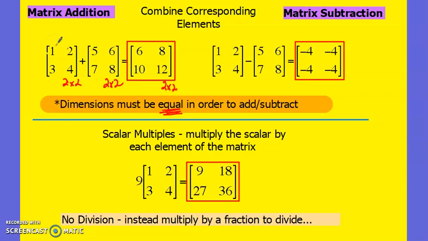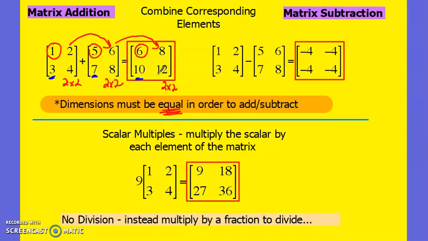We're going to add row 1, column 1 to row 1, column 1, and end up with row 1, column 1: 1 plus 5 being 6. Same idea, row 1, column 2: 2 plus 6 would end up being 8. And in the same way, we've got this 3 and 7 makes 10, and finally 4 and 8 makes 12 in the lower right corner there.